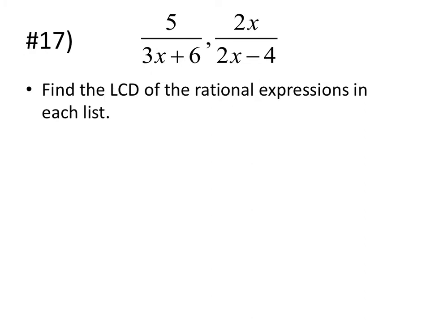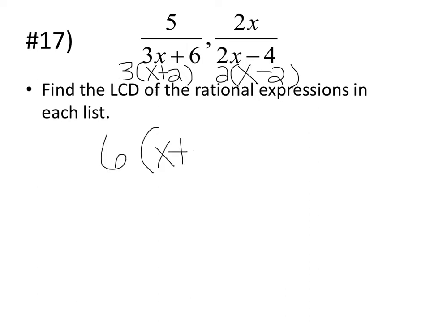Okay. First things first, when you're finding the LCD, you need to put it in simplest form. So here we're going to factor out a 3, leaving me x plus 2. Here we're going to factor out a 2, leaving me x minus 2. So 6, because 3 times 2 is 6, the lowest number that they both go into is 6. And then you need an x plus 2, and you also need an x minus 2.